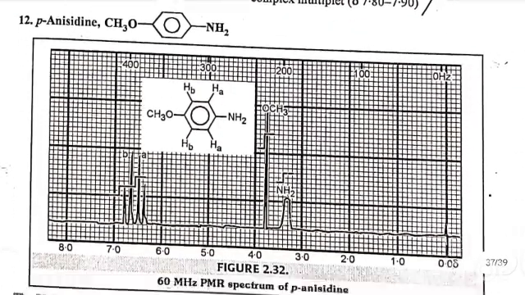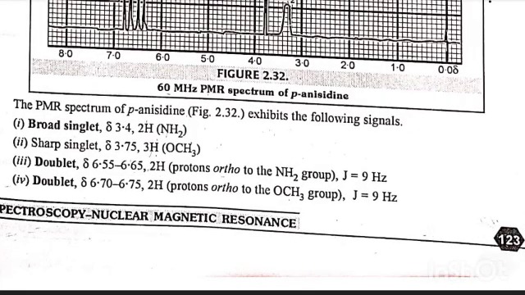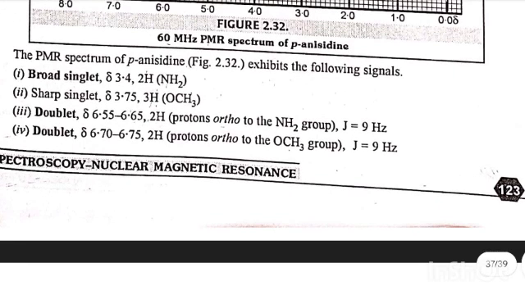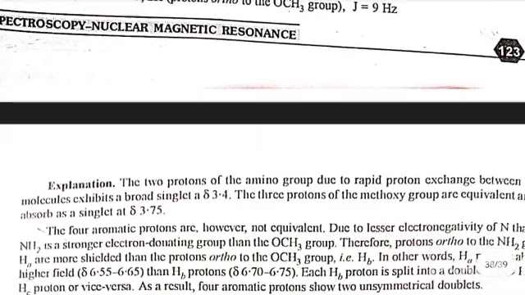Para-anisidine. The PMR spectrum of para-anisidine exhibits the following signals. A broad signal at delta 3.4 for 2 protons, NH2; a sharp signal at delta 3.7 for 3 hydrogens in OCH3; a doublet at delta 6.55 to 6.65 for 2 protons ortho to the NH2 group, J equals 9 Hz; and a doublet at delta 6.70 to 6.75 for 2 protons ortho to the OCH3 group, J equals 9 Hz.